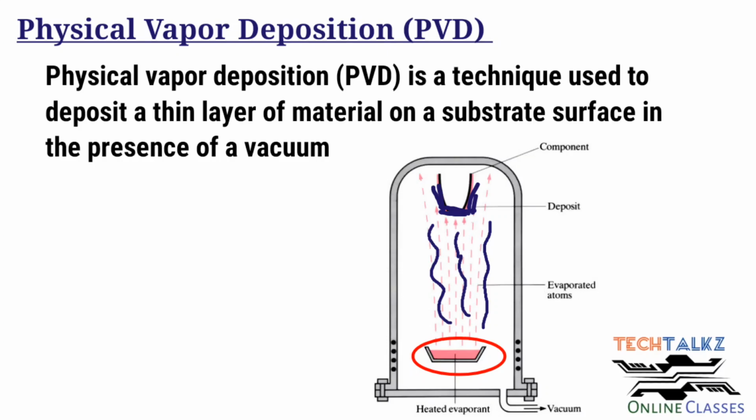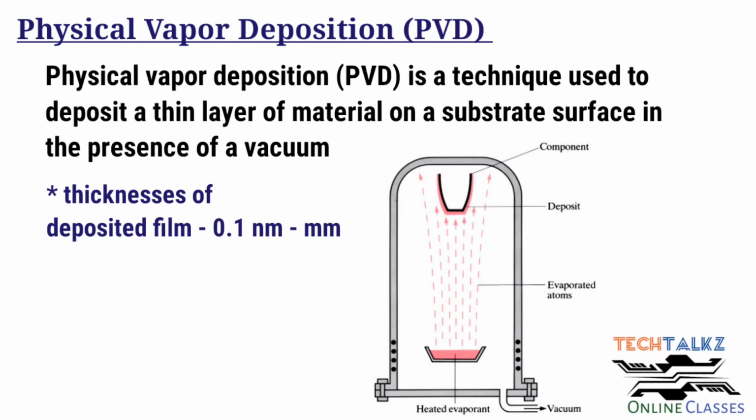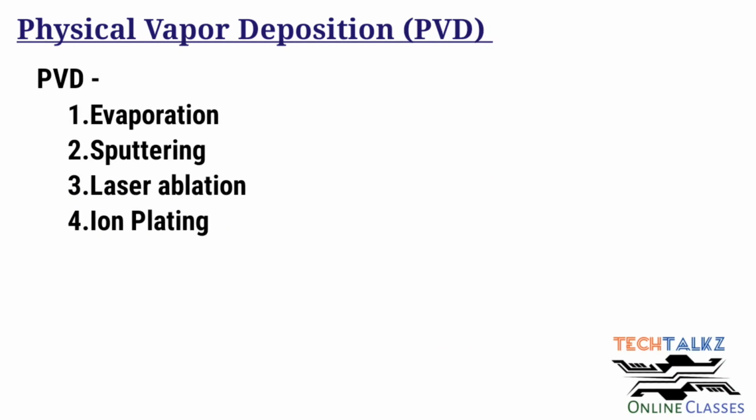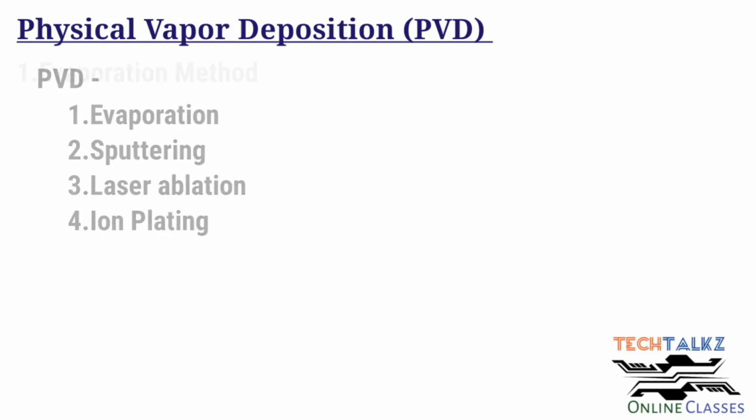Simply we can say PVD is a process of transferring substance from a source and depositing it on a substrate to form a thin film. The thickness of the deposited layer can be controlled from 0.1 nanometer to some millimeter size. PVD from gas phase is subdivided into 4 groups. First one is evaporation, then sputtering, then laser ablation, and the fourth one is ion plating.